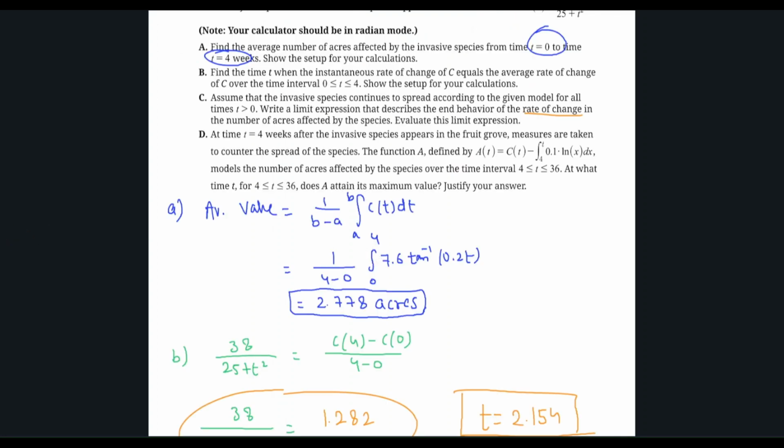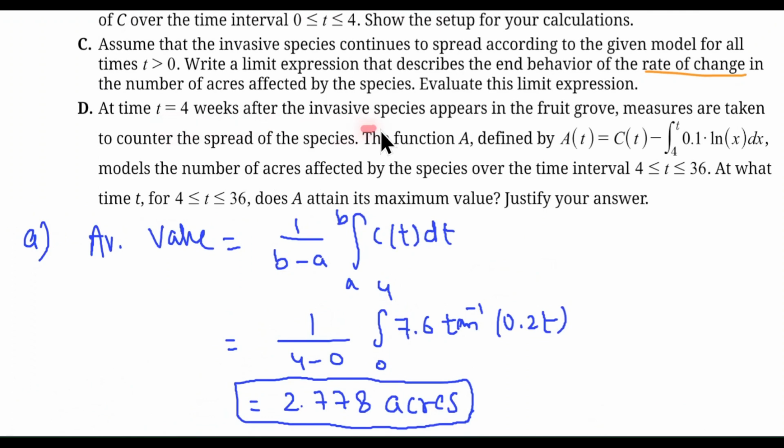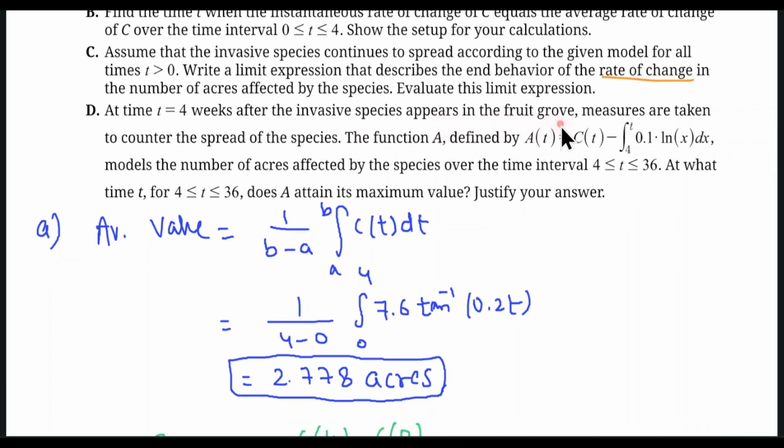The last question is, at time t equal to 4 weeks after the invasive species appear in the fruit grove, measures are taken to counter the spread. Now this function C of t minus this models the number of acres affected by the species over 4 to 36. Now this is the new function over here. At what time does A attain its maximum value?